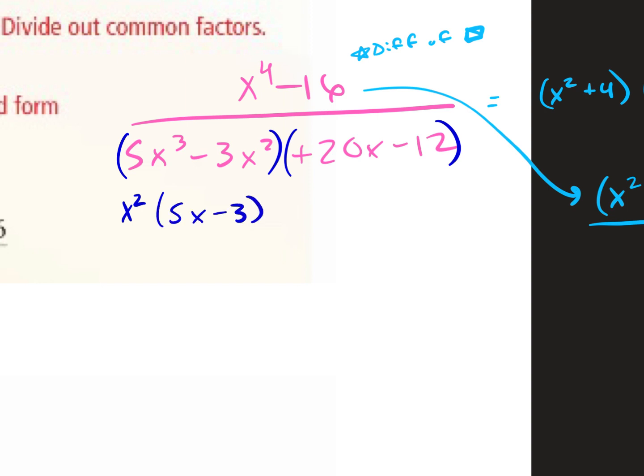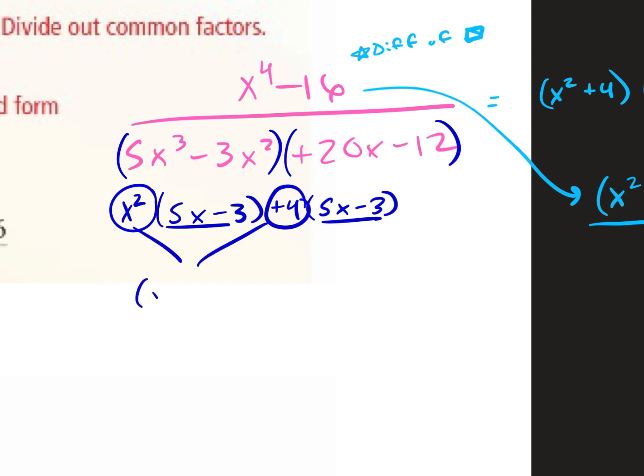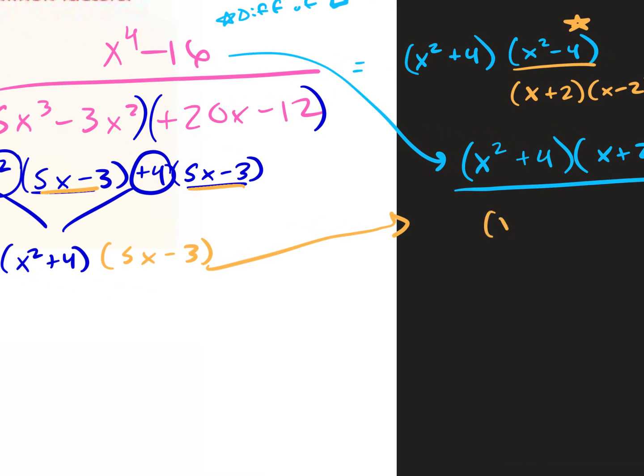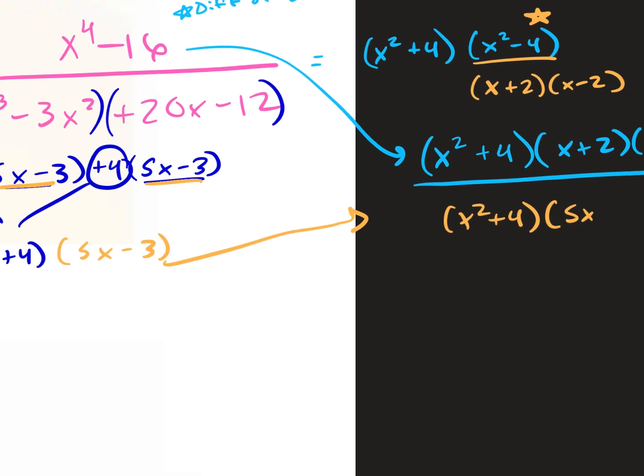What's the GCF in the second group? 4. So we take out a 4 and we're left with 5x minus 3. Perfect, because the insides have to be exactly the same in order to factor by grouping. We put the outside 2 together, so x squared plus 4. And then we put the inside ones together, 5x minus 3. So we got x squared plus 4 and 5x minus 3.